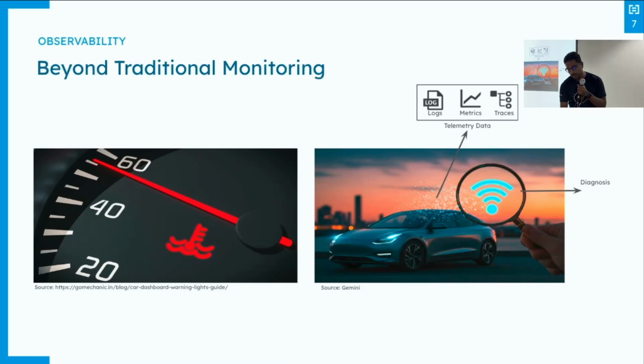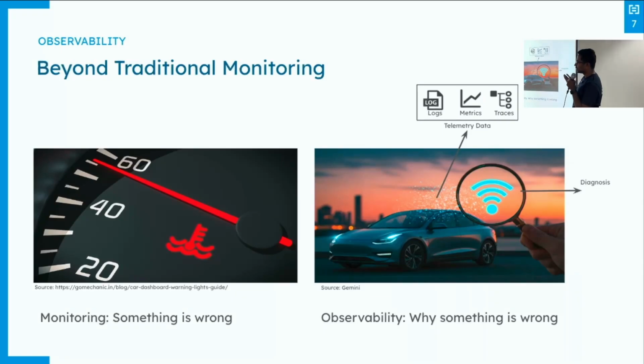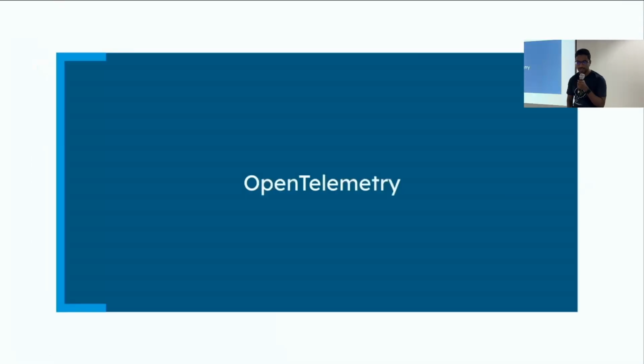Now, monitoring, right? It's going to tell something is wrong. Observability is more than that. It's going to tell why something is wrong and where something is wrong. So to make our application observable, like I said, the application needs to emit telemetry data.